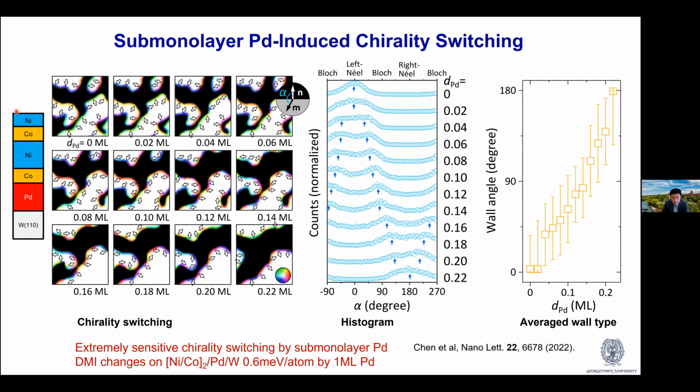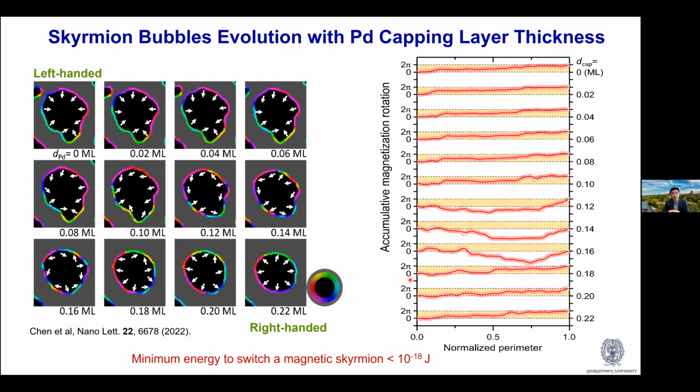And we just add a little bit of a palladium capping layer, less than 1 monolayer, in fact, less than a quarter monolayer. We are able to induce, again, a very sensitive transition from left-handed Néel domain wall to right-handed Néel wall. And we were actually able to observe the evolution of a magnetic skyrmion or skyrmion bubble.